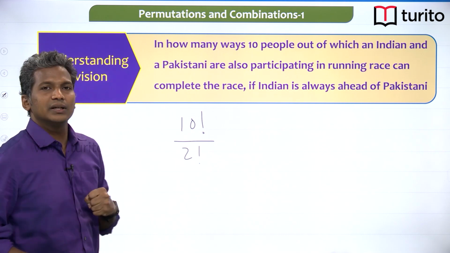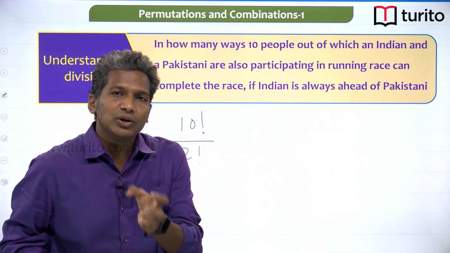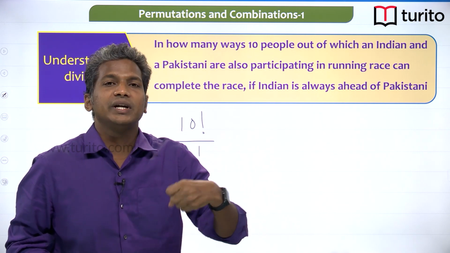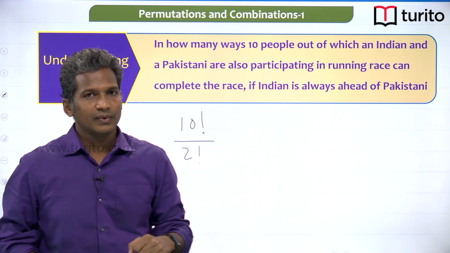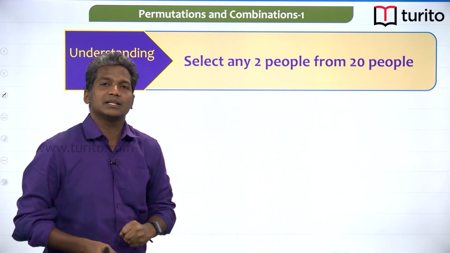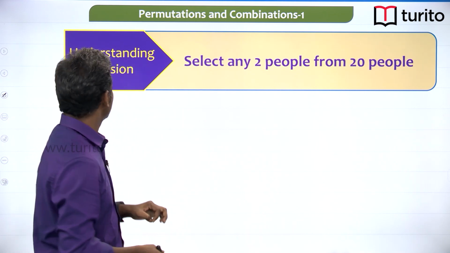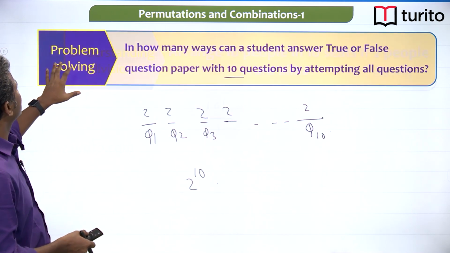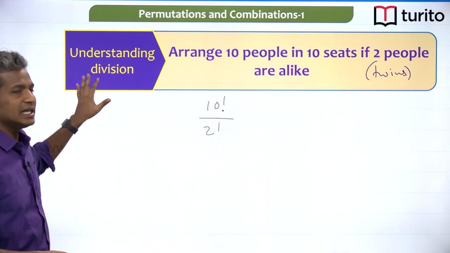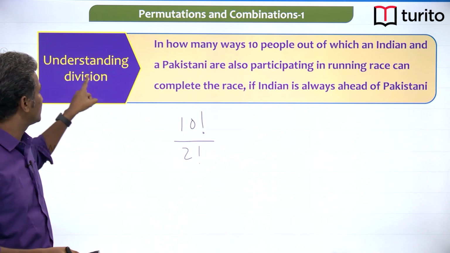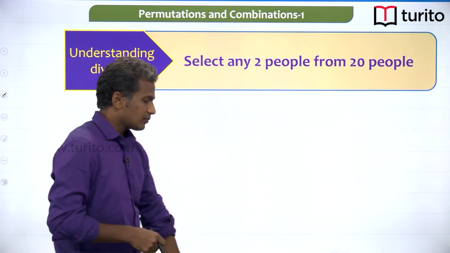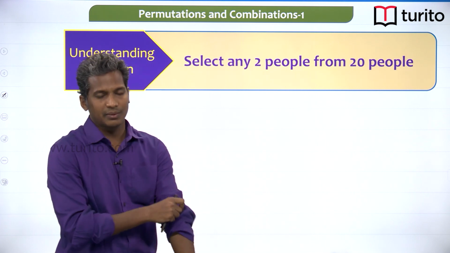Now, the next one, we only wanted a particular order out of the 2 different orders. So, we divided with 2 here. Now, let us have a look at another example of division. Again, this is also understanding division. If you look at all these examples, I am basically explaining when to divide. Understanding division, it means it is only the division. Now, let us have a look at another example.